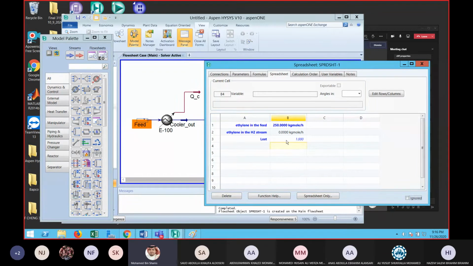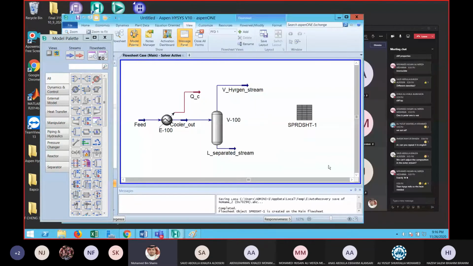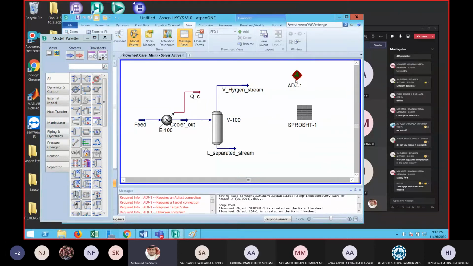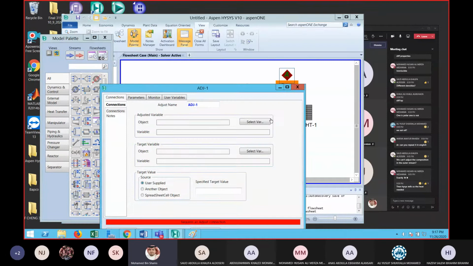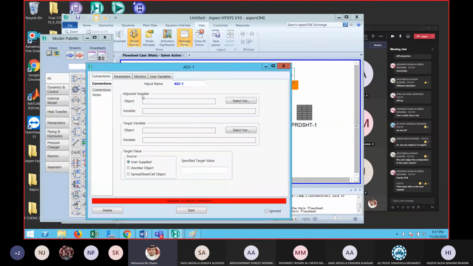But can you see that the spreadsheet allows me to introduce this relationship? Okay, the spreadsheet is what uses this relationship. Now this formula is inside the spreadsheet. Now I'm going to bring the adjust. Look here now, the adjust. I need to adjust the variable Q.